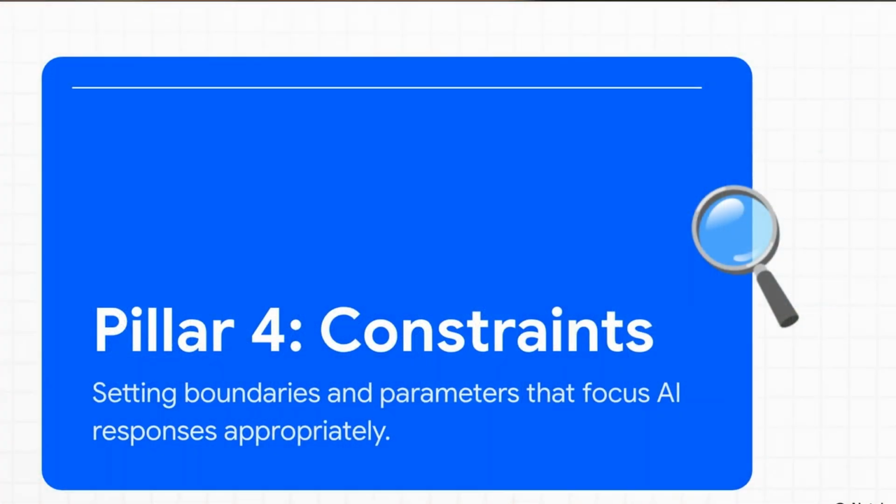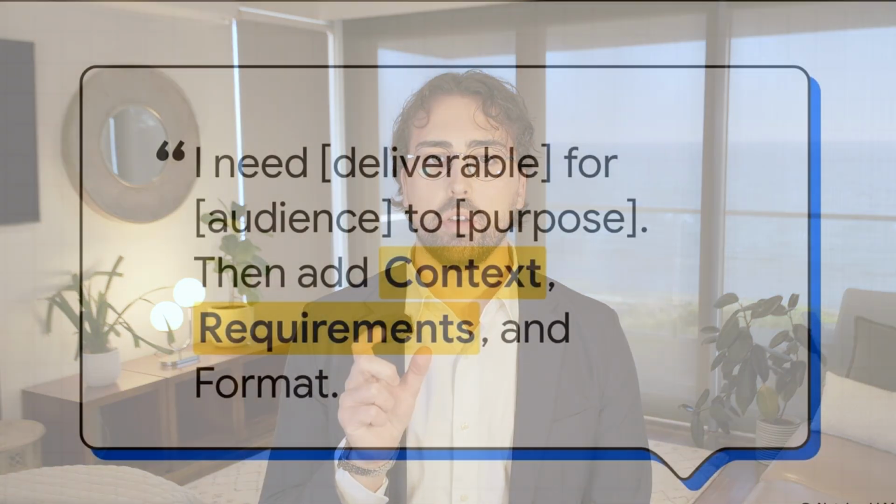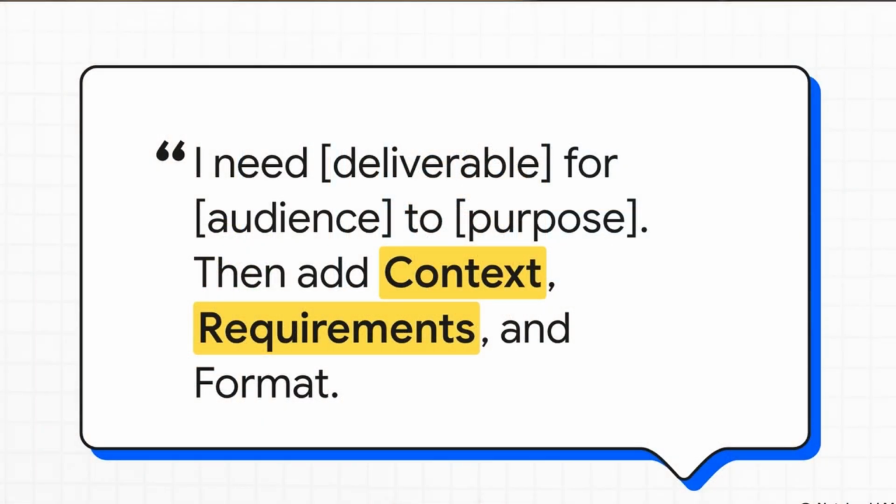So the professional template structure is as follows. I need a specific deliverable for a specific audience for a specific purpose. And then the context is situational background, audience, organizational information. The requirements are content specifications, methodology guidance, and the quality standards and constraints.